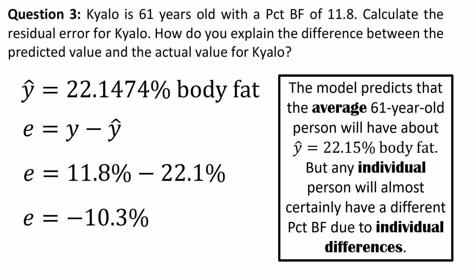So just to clarify, the model predicts that the average 61-year-old person will have about 22.15% body fat. Why is Chilo's percent body fat only 11.8? Because any individual person will almost certainly have a different percent body fat due to individual differences. So we expect that any individual person will be different than what you expect to see on average.